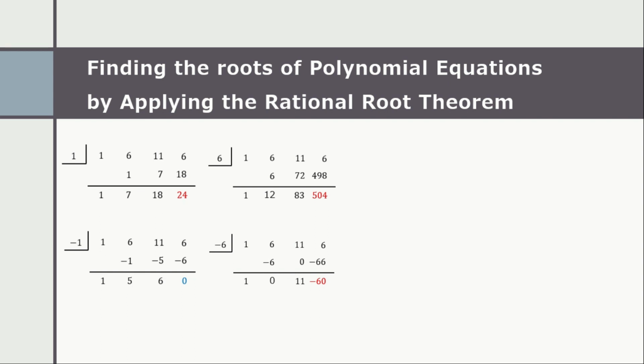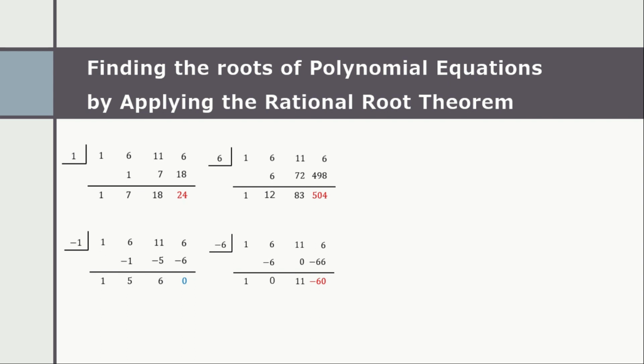Then 11 multiplied to negative 6 will give us negative 66. Then 6 plus negative 66 will give us negative 60. The remainder is equal to negative 60. Therefore, negative 6 is not a root of the given polynomial equation.